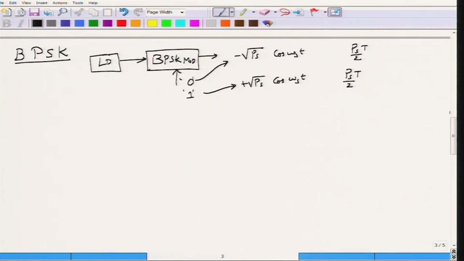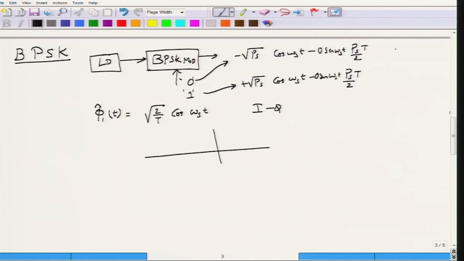However, if I define phi 1 of t, which we had defined as square root of 2 by T cos omega st, or equivalently in terms of the IQ plane, I can write this as 0 sin omega st minus 0 sin omega st. Then I can easily see that corresponding to this one, Si should be equal to minus square root Ps, and corresponding to this, the coordinate Si should be equal to plus square root Ps, right. So, geometrically they are opposite of each other, having amplitude values of square root Ps, and the value here is minus square root Ps. Therefore, the lengths of these two are essentially equal.